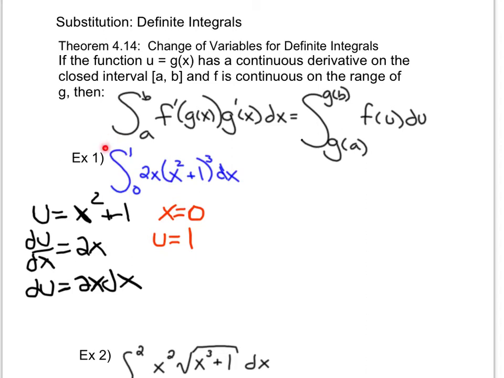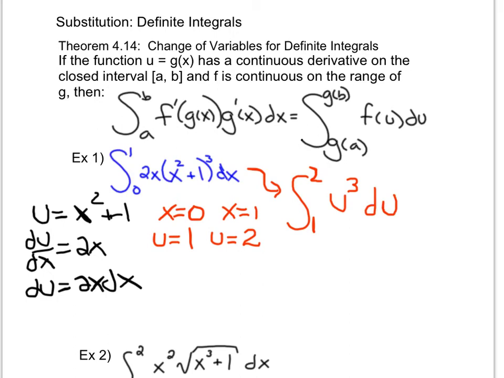When x equals 1, based on my equation right here, my u is going to be 1 squared plus 1, or 2. So that's going to be my new upper limit. So this integral here becomes the integral from 1 to 2, again replacing the 2x dx with du, replacing x squared plus 1 with u, I get u cubed du. From here I'm going to go ahead and go to my calculator.